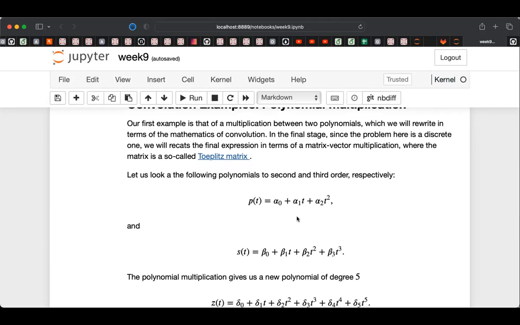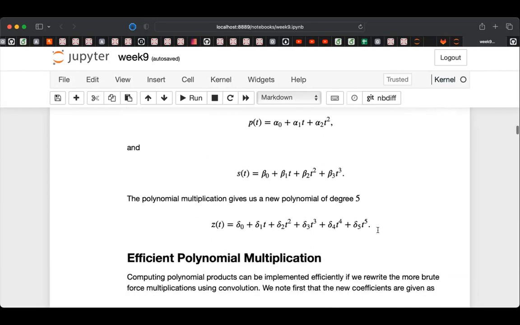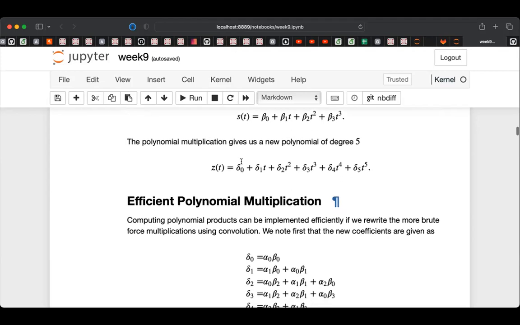So the example which we looked at last time was that of a second-order polynomial being multiplied with a third-order polynomial. So that gives us a polynomial of degree 5. Normally, you never write out a polynomial times a polynomial when you write a code, because that's highly inefficient. And you can quickly figure out the number of floating point operations yourself, and compare that with the efficient polynomial multiplication which we're setting up here.